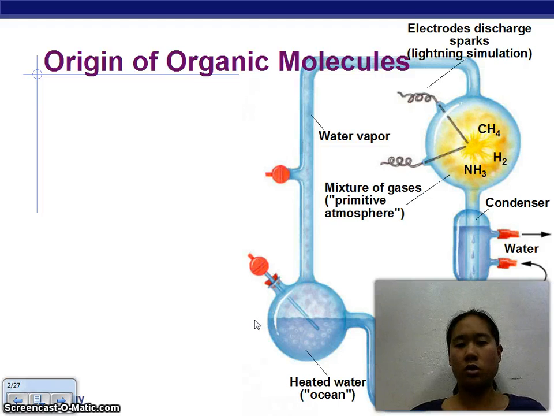So where could these molecules have come from? There's a famous experiment where they were able to create these molecules by putting them in an area that they used to simulate early Earth, and they were able to use lightning simulated by electrodes in order to create these complex molecules, things like carbohydrates and proteins.